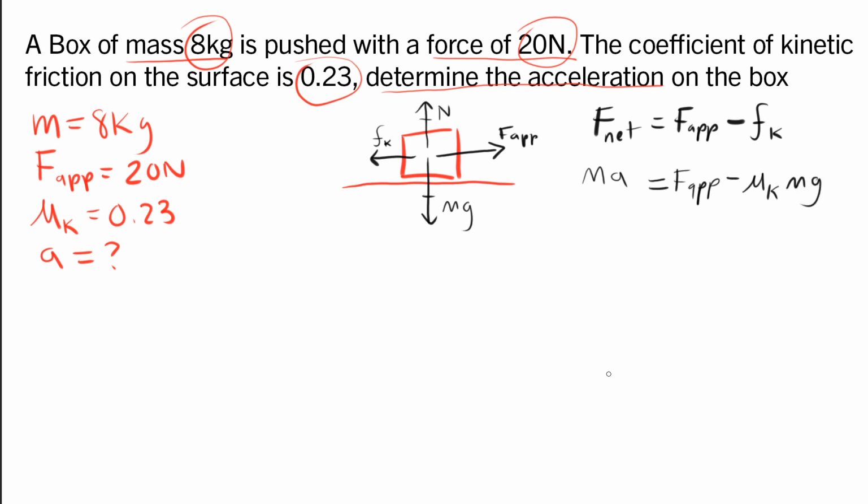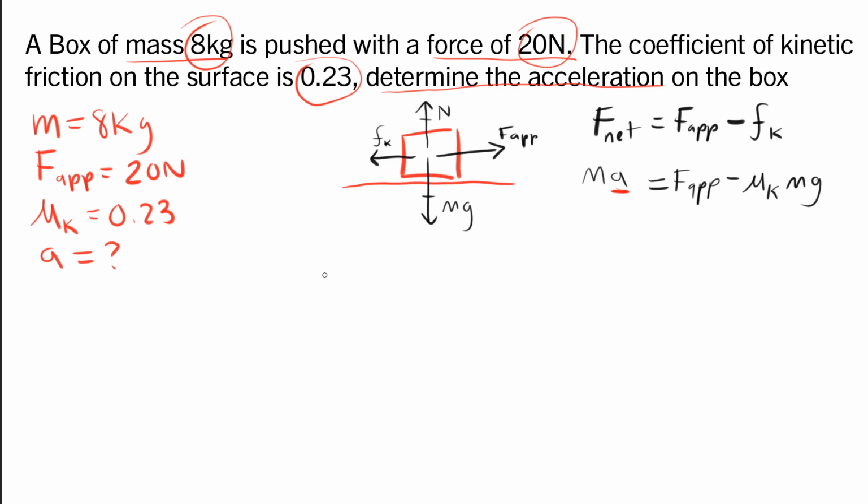All right, now we've got some variables that may look very similar to what we have over here. Do we have m? Yeah, we got m. Do we have a? No, but maybe we can find it. Do we have FAPP? Yes. Do we have mu sub k? Yes. So it looks like the only variable that we're missing at this point is indeed the variable we want to find, which is a. So let's just go ahead and start plugging in these numbers.